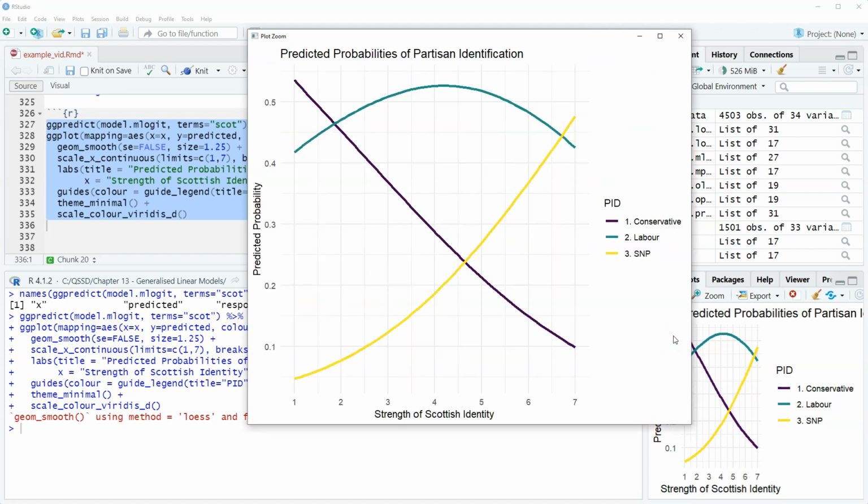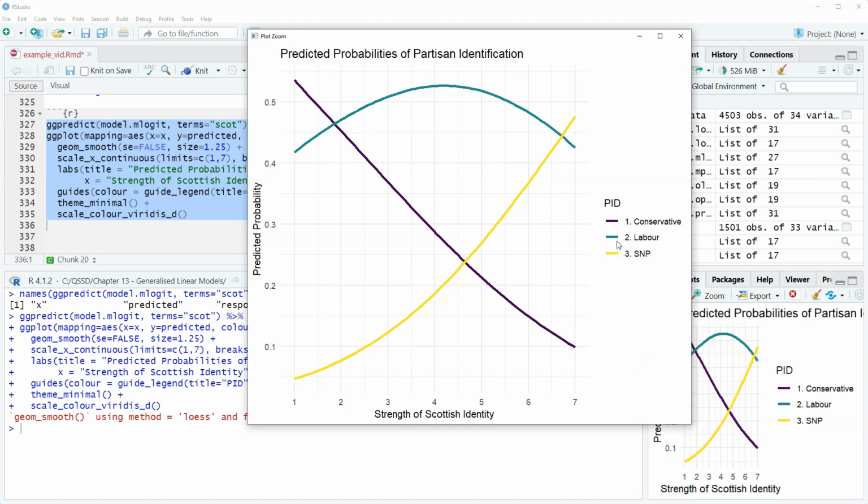You can see what I was talking about with the confidence intervals and how they can make things messy here. There's a lot going on here. It's a pretty exciting looking plot. We have our three lines, and each line corresponds to the predicted probability of identifying with that party by the strength of Scottish identity. The purplish line is identifying with Conservatives. We can interpret this as, as the strength of Scottish identity increases, the predicted probability of identifying with the Conservative Party decreases.